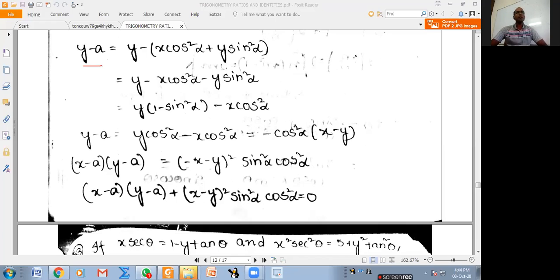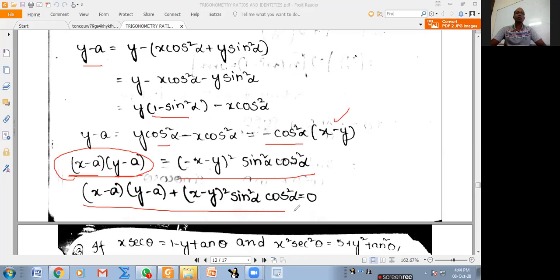So y minus a, you substituted. 1 minus sin square alpha became this cos square alpha. I can take that cos square alpha common. I took minus cos square alpha common. I got x minus y. So now the question is x minus a into y minus a, part of the question is this. I substituted what I found here. Bringing that RHS to LHS directly, whatever they want is equal to 0.